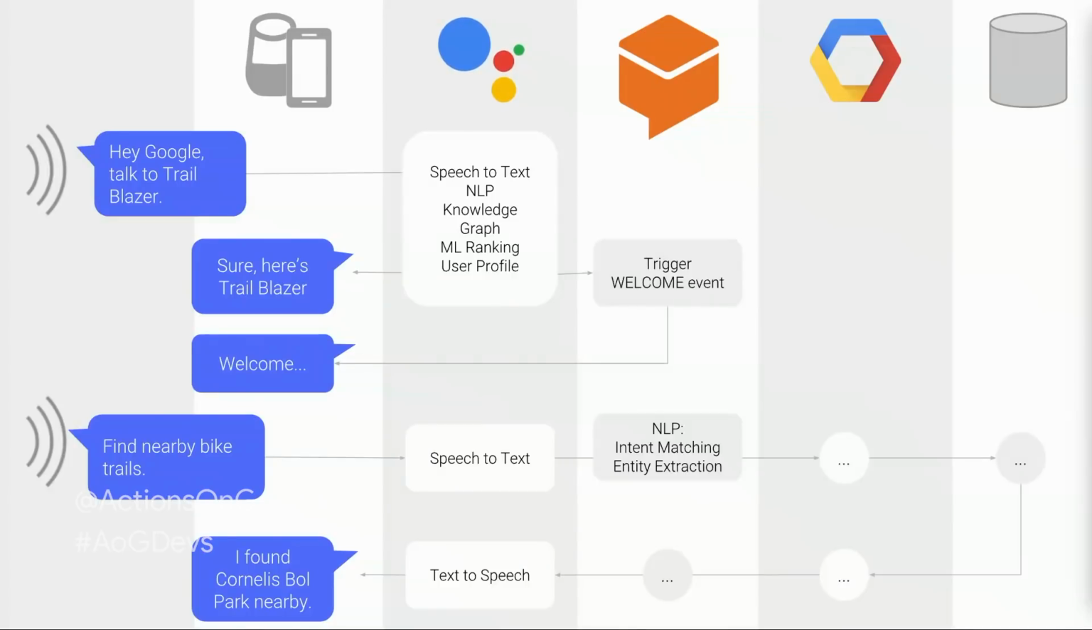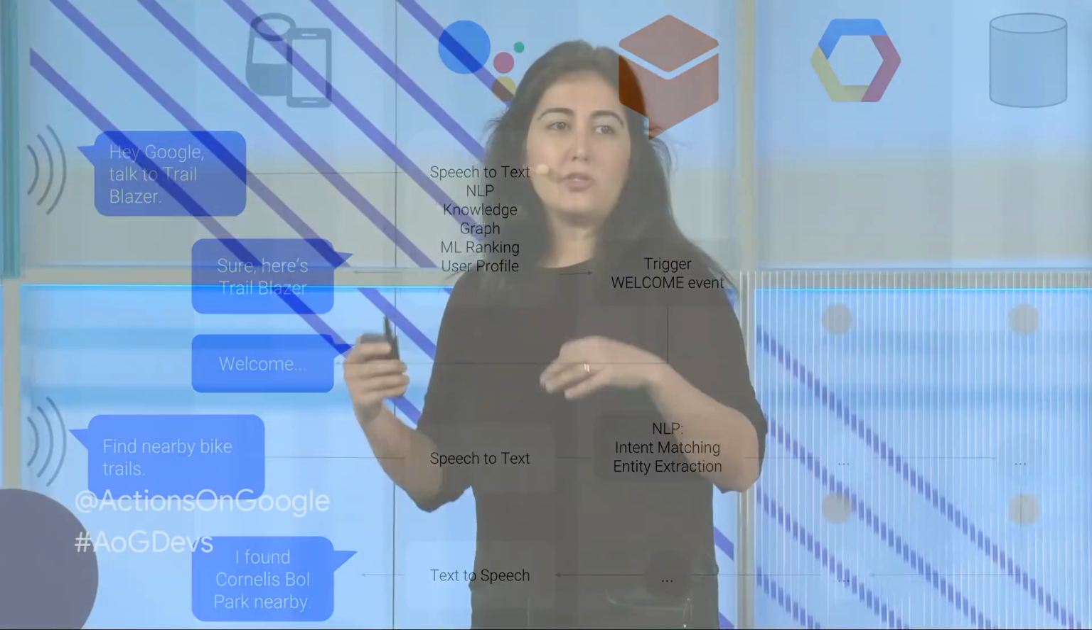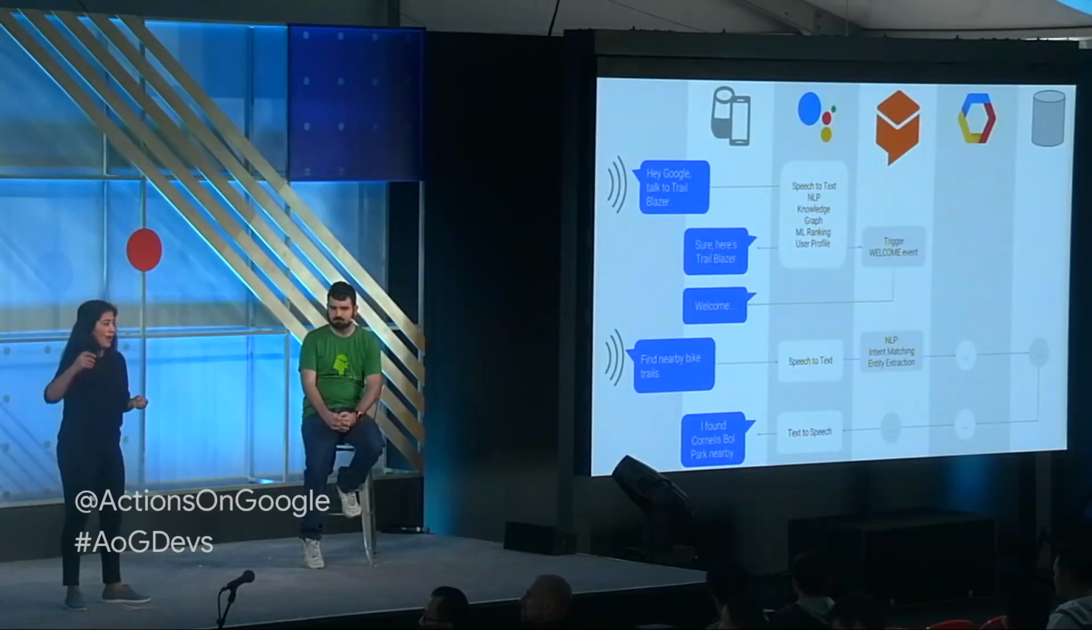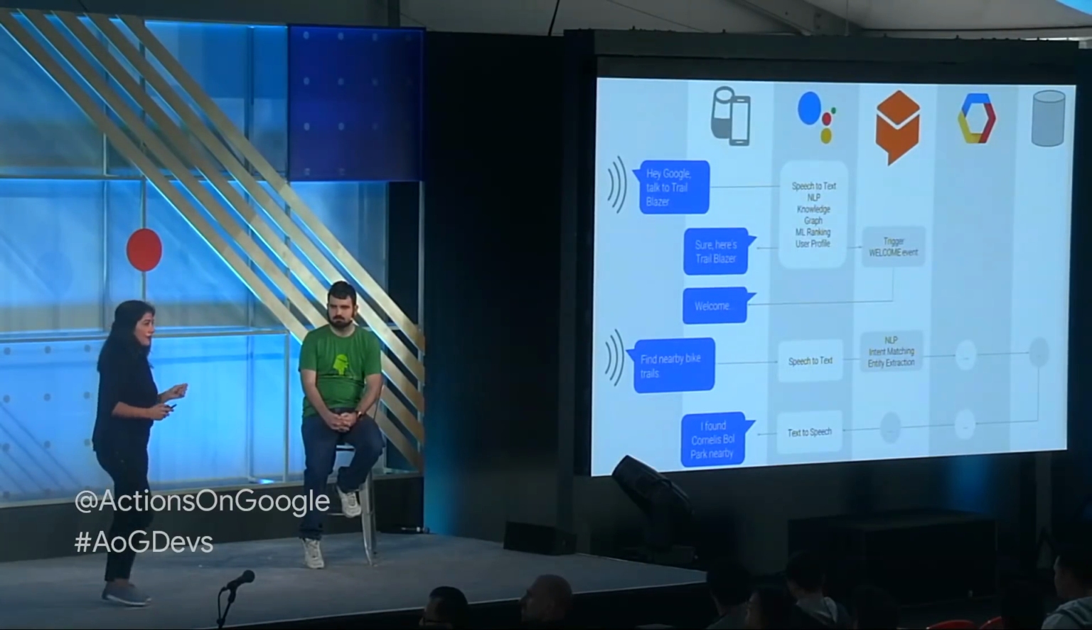Let's see what it means for Trailblazer. So as you can see, Dialogflow sits in between the Assistant server and your own server. For Trailblazer, we use Google Cloud Platform to build our own server logic. So when the user says, talk to Trailblazer, the Assistant server takes that response and takes our welcome intent from Dialogflow and returns it back to the user. After that point, the user may say, find me nearby bike trails, or where are the nearby bike trails, and multiple other variations of these types of text responses.